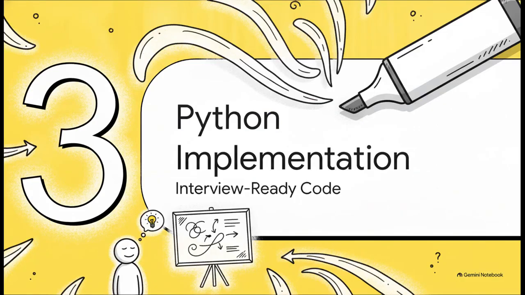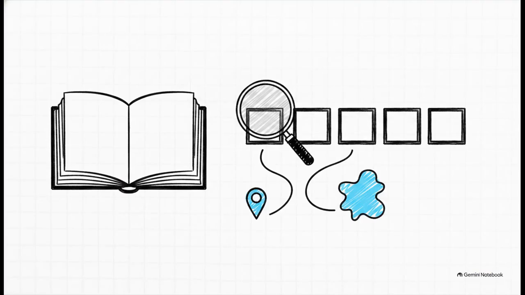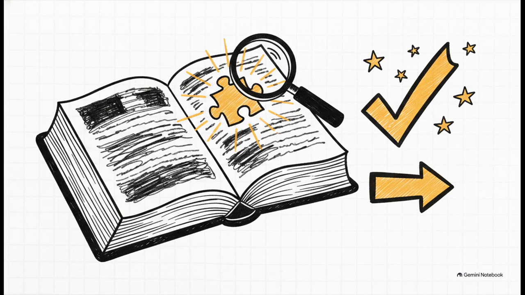Section 3. Python implementation. Clean, interview-ready code. All right, first we define our function. Notice we're using clear type hints here for readability. Then we initialize an empty dictionary called seen. Next, we loop through the array using Python's enumerate function. Honestly, this is incredibly useful because it hands us both the index i and the value num at the exact same time.